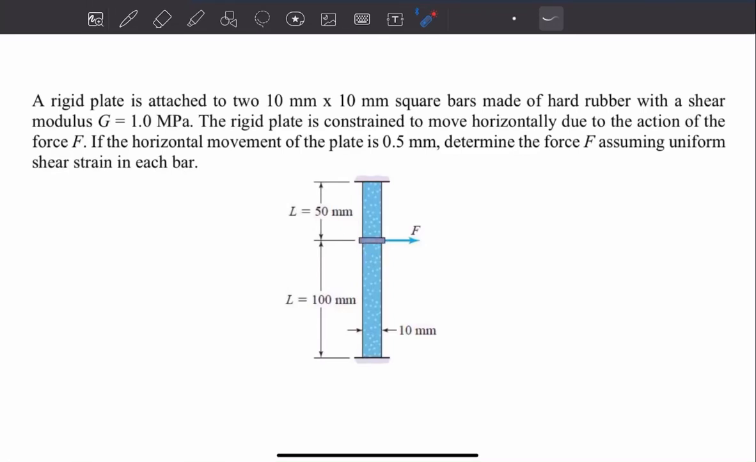Okay, welcome to the fourth example in the chapter of strain. The question reads: a rigid plate is attached to two 10mm by 10mm square bars made of hard rubber with a shear modulus of 1 megapascal. The rigid plate is constrained to move horizontally due to the action of the force F. If the horizontal movement of the plate is 0.5 millimeters, determine the force F assuming uniform shear strain in each bar.